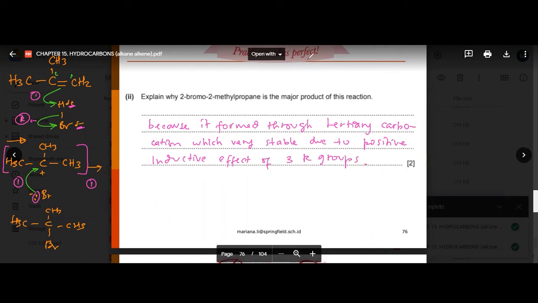Look how to get these 2 points. You state that the tertiary carbocation is stable. This is 1 point. Then you explain why it is stable, because of the positive inductive effect from many R groups. This is 1 more point. So I already taught you to get the perfect points. This is how to answer this question.